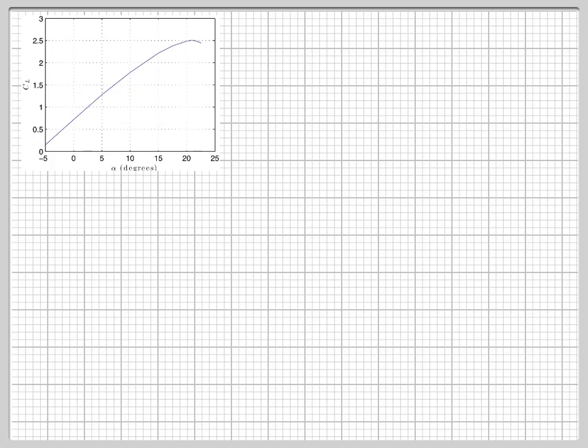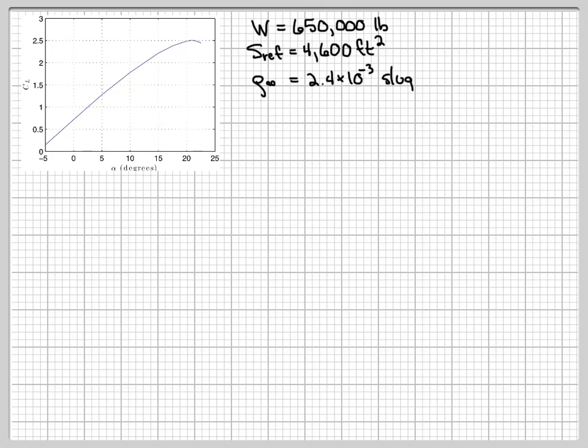We're asked to find the minimum takeoff velocity for an aircraft, for which we've been given the variation of the lift coefficient versus angle of attack. We're also told the weight of the aircraft, 650,000 pounds, the reference area, and that the airplane is going to take off at sea level, where the density is about 2.4 times 10 to the minus 3 slugs per cubic foot.